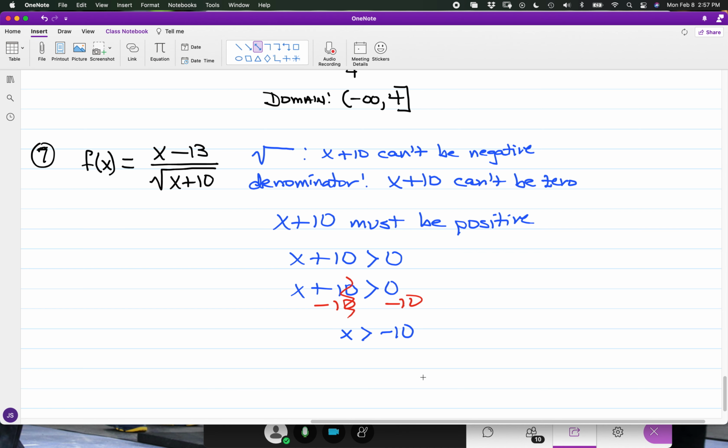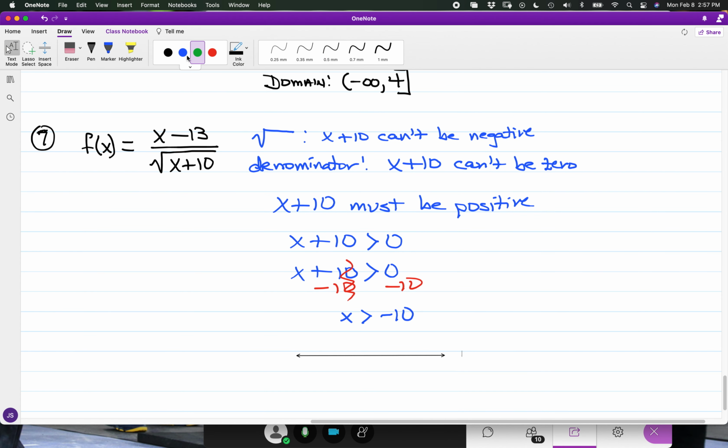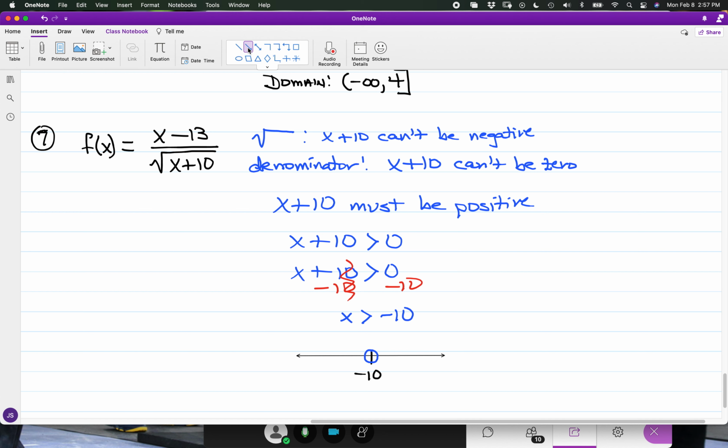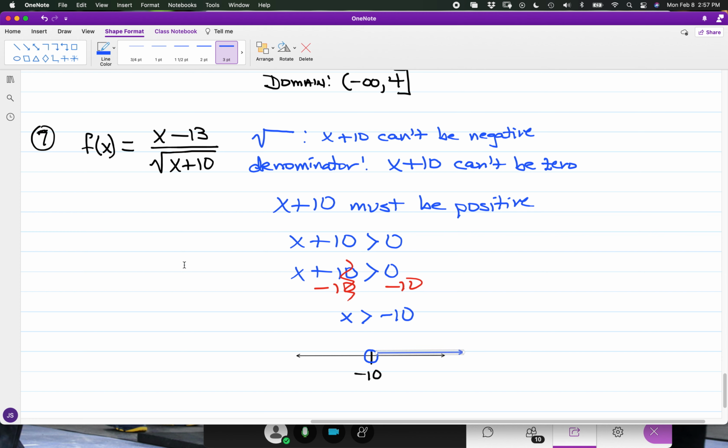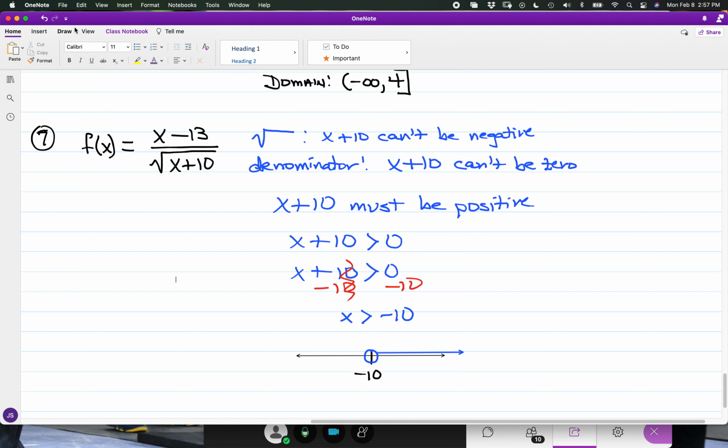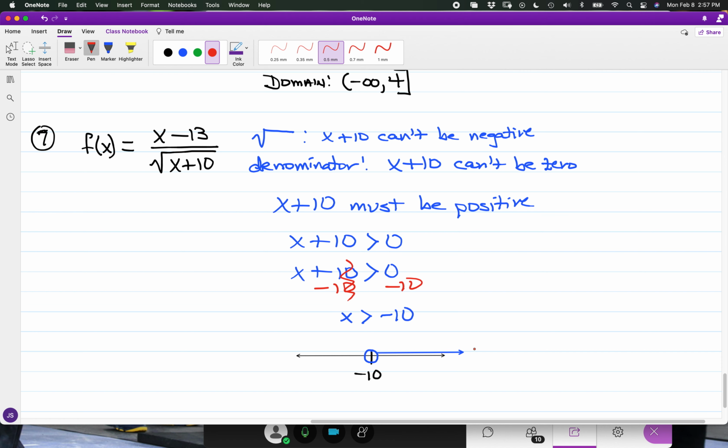And it's kind of going back to a quick sketch. So you have, again, the value of immediate concern, negative 10, with x greater than negative 10. Negative 10 is not included, so you have an open circle. And so we have a ray that's going to go out to the right and will cross over into the positive side, approaching infinity.